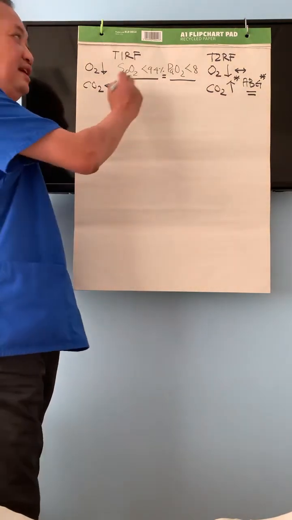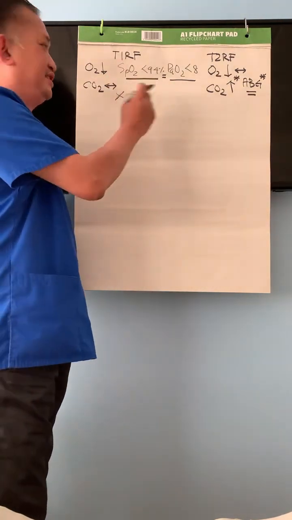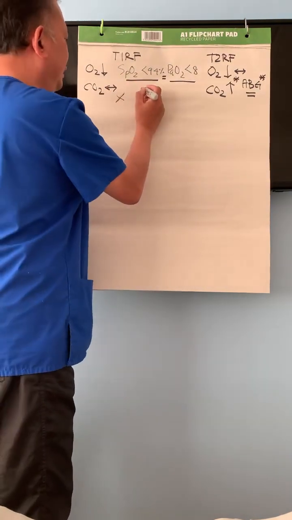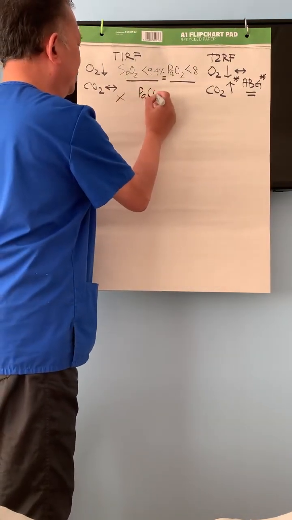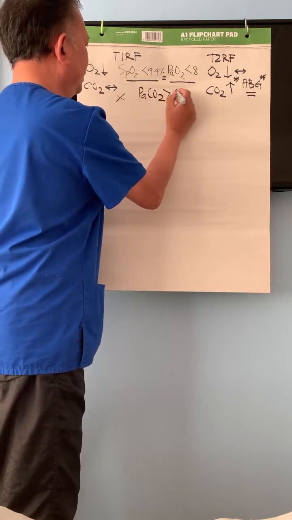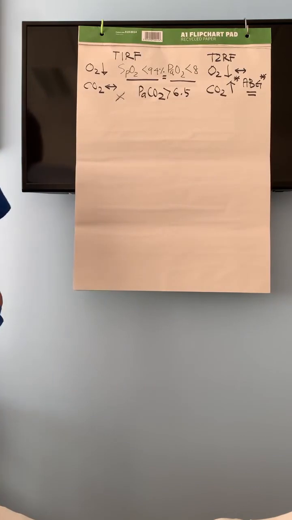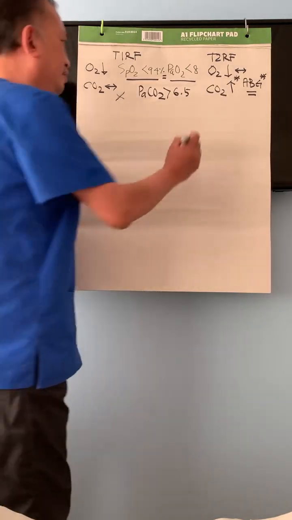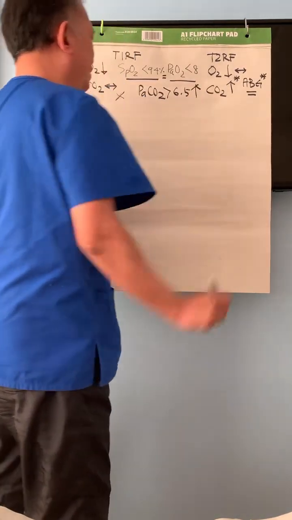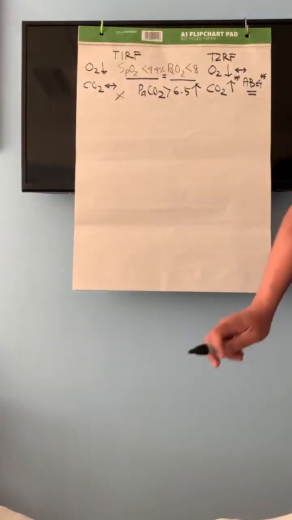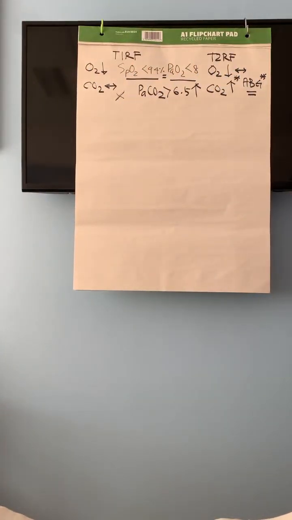After talking about the oxygen hypoxia definition, the hypercapnia definition is PaCO2 more than 6.5. So this is called hypercapnia. Some decimal figure, I might be wrong, but around there.